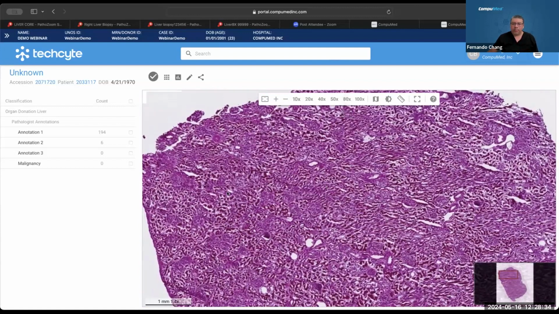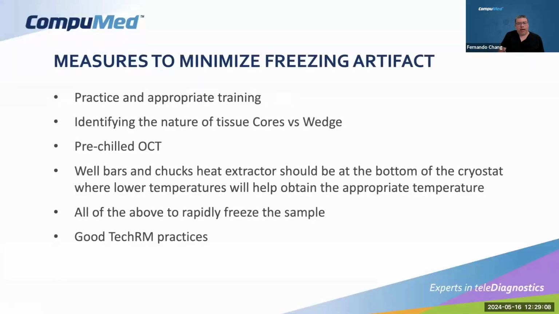Okay, and then this will be the last case for the freezing artifact, and we're gonna go back. Now we're gonna talk a little bit about how we can minimize the freezing artifact. Because like I said before, it's water there. It's impossible to avoid that, but we can minimize that.